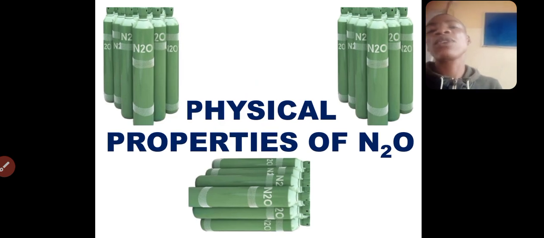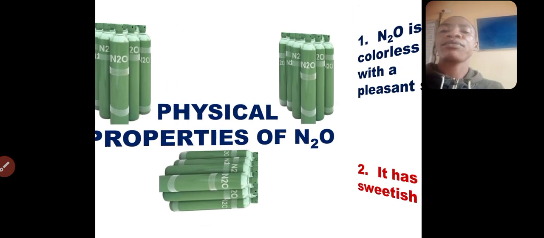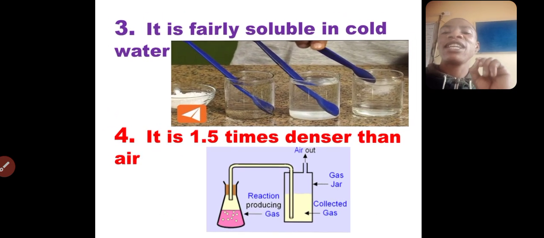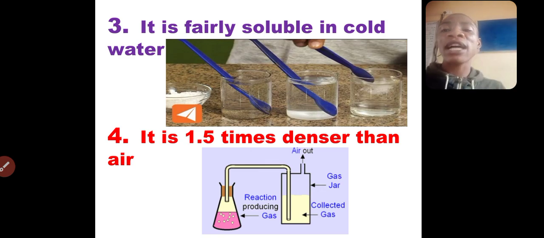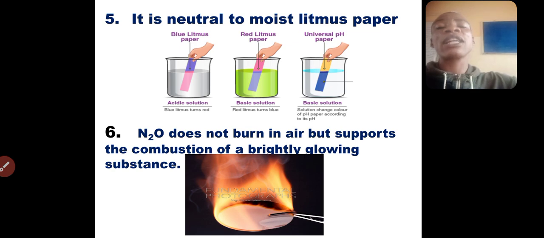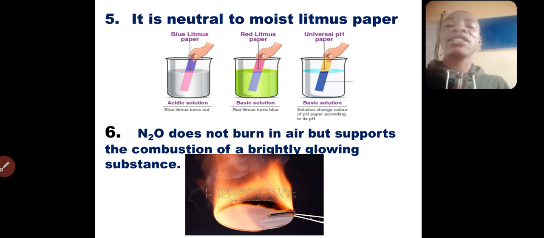So we want to look at the properties of N2O. N2O is a colorless gas with a pleasant smell. It has a sweetish taste. It's fairly soluble in cold water and is denser than air. So because it's soluble in cold water, you have to collect it over warm water. Denser than air means you collect it by downward delivery of the gas. It is neutral to moist litmus paper.